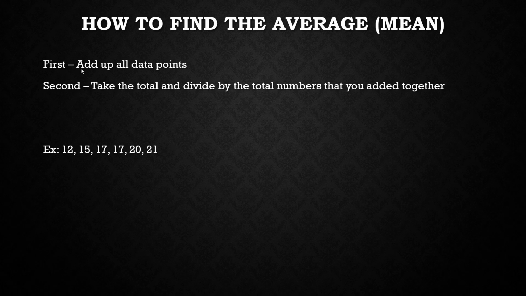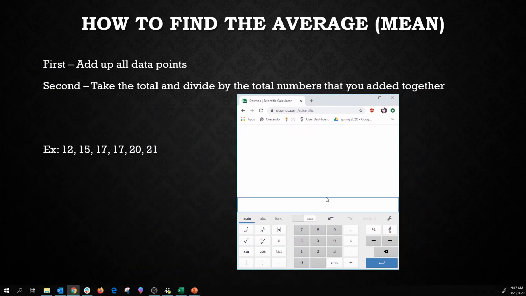To find the average or mean, first add up all your data points. Here I have this example of 12, 15, 17, 17, 20, and 21. The first step is to add all of those together. Don't forget that you can type this into a calculator. So I have 12 plus 15 plus 17 plus 17 plus 20 plus 21, and I get 102.